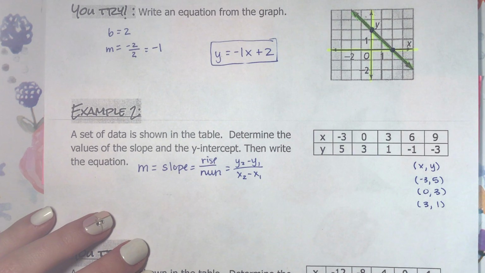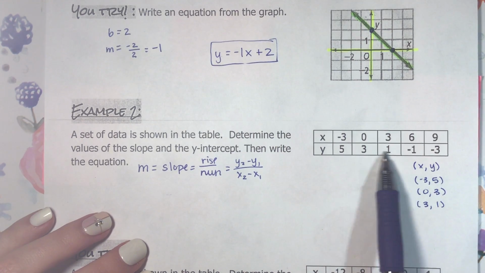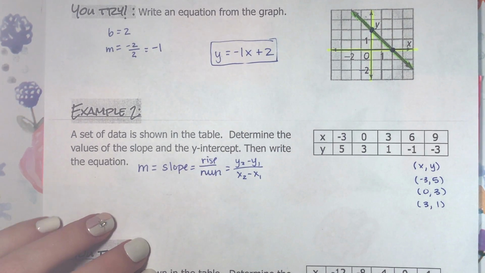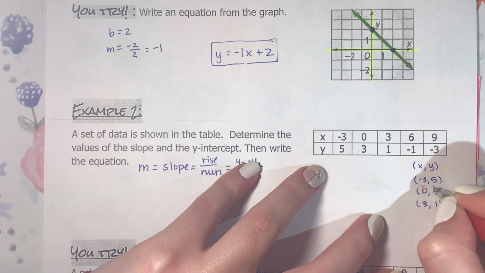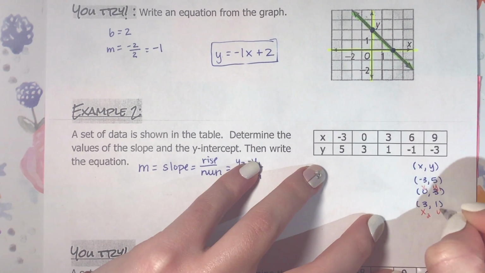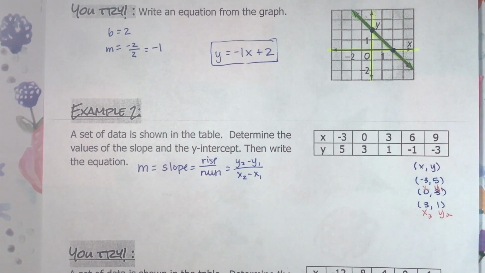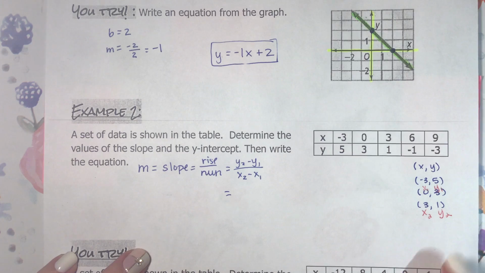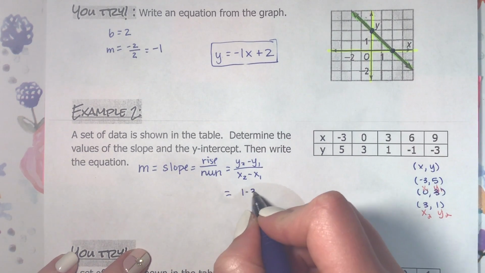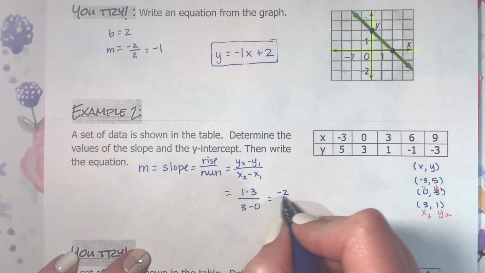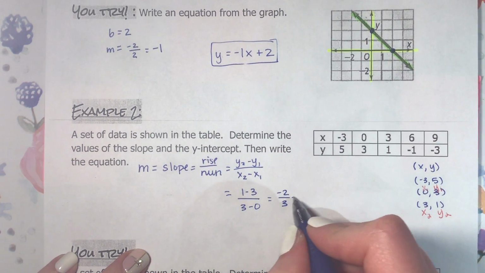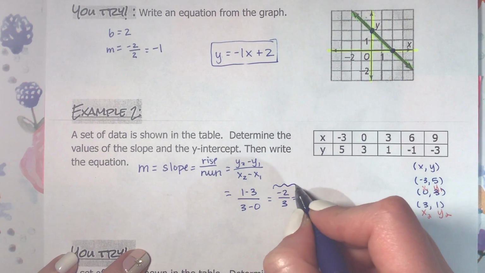It does not matter which 2. You just need to choose 2 and keep it consistent. I'm going to choose these 2 because they're easy. So I'll come over here and I'm going to say x1, y1, x2, y2. All right, so this now becomes 1 minus 3 over 3 minus 0, which is equal to -2 over 3. So now I have my slope. This is my slope right here.